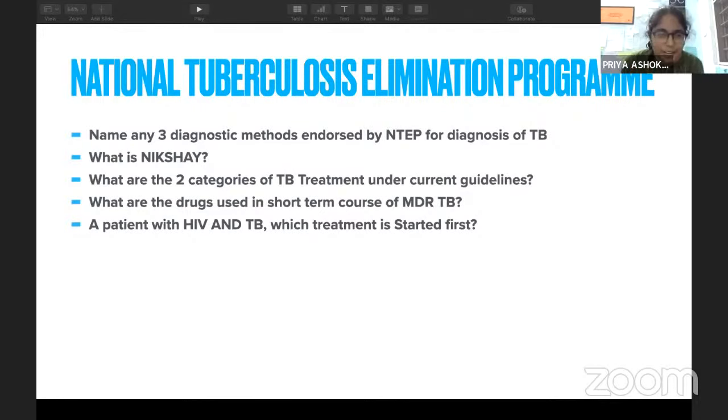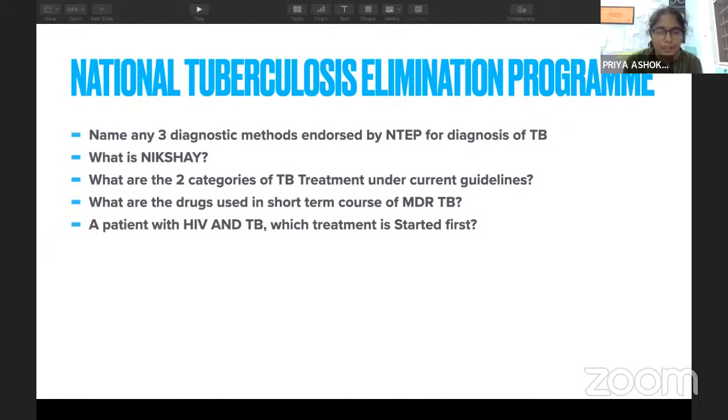2 points. What are the 2 categories of TB treatment under current guidelines? Drug sensitive and multi drug resistant. MDR TB, and drug sensitive TB.